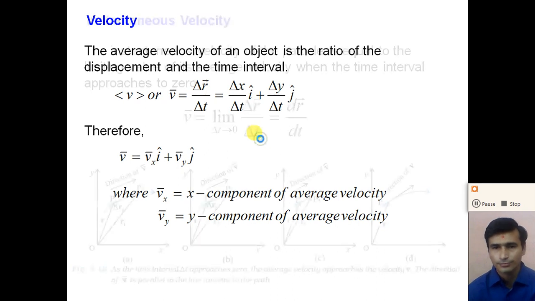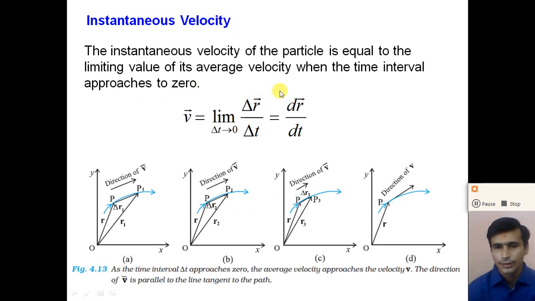So now the instantaneous velocity. Dear student, what do we mean by instantaneous velocity? From the average velocity, we cannot get the velocity at an instant of time. So for that, we take the instantaneous velocity. So the instantaneous velocity of the particle is equal to the limiting value of the average velocity, as the time interval approaches 0.